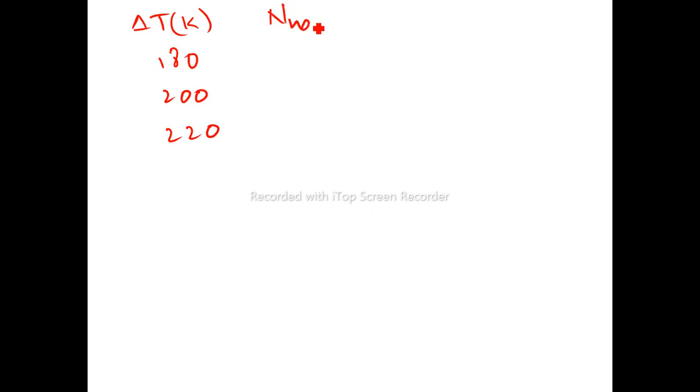N of homogenization, this is per meter cube per second, is given as 0.78 into 10 power of minus 6, and 1 into 10 power of 12. This is the final answer.